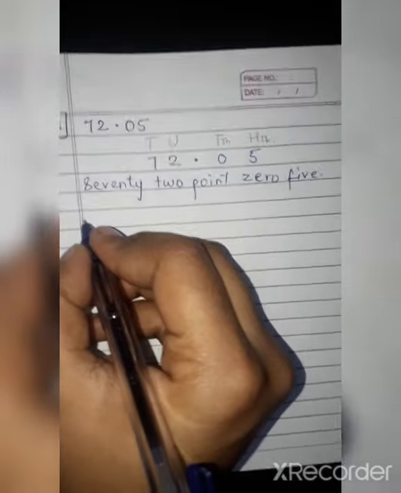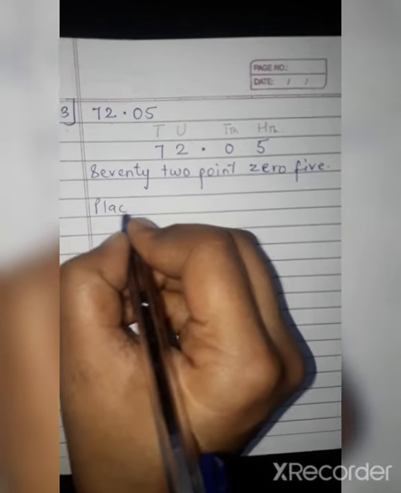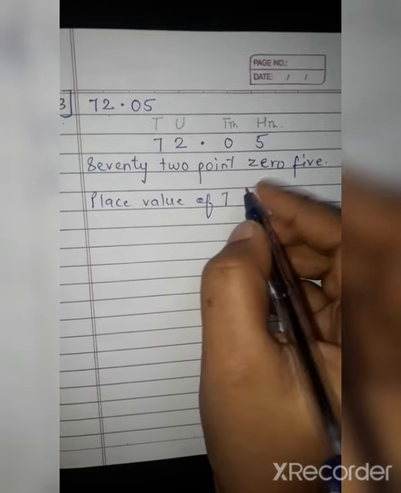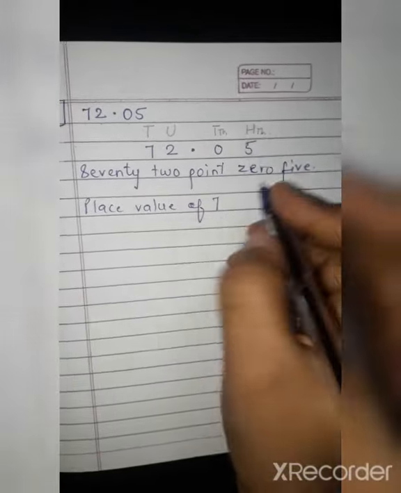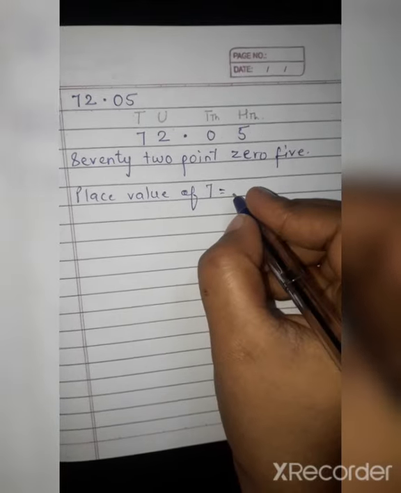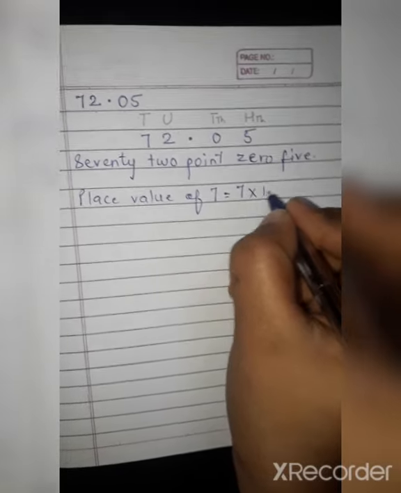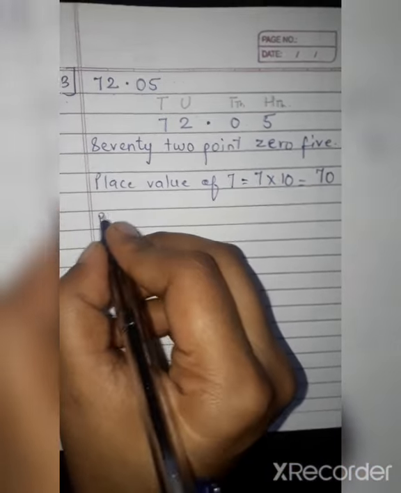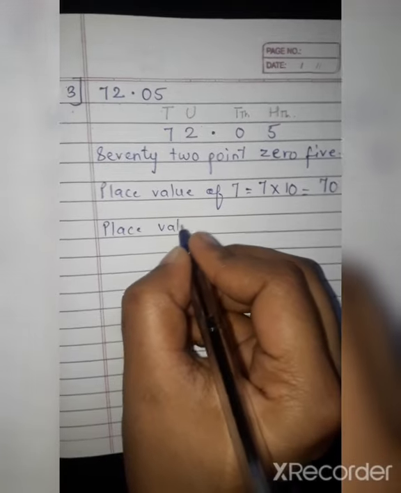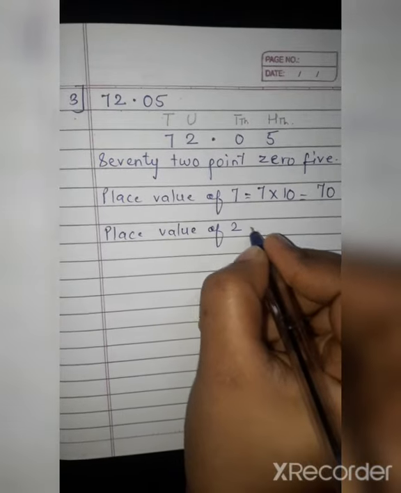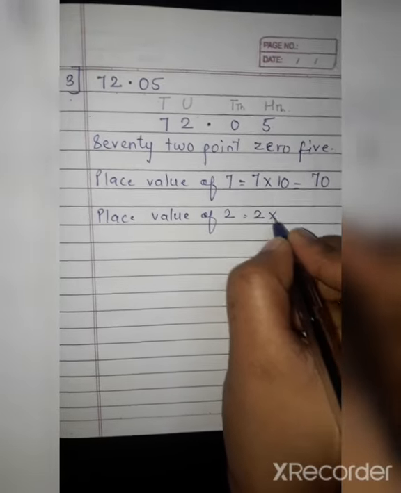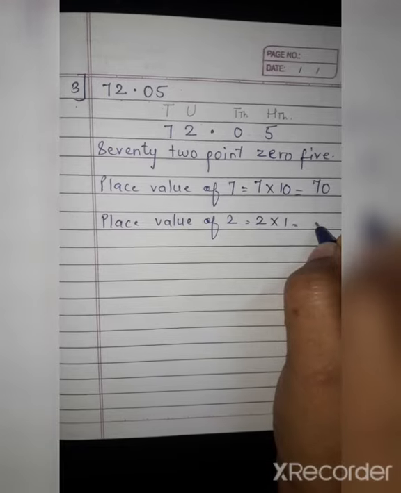Understood, students? Now let's start the place value. Place value of 7, because the first number is 7. 7 is at which place? Tens place. So 7 multiplied by 10, it will be 70. Then next, place value of 2. 2 is at which place? Unit place. So 2 multiplied by 1, your answer will be 2.